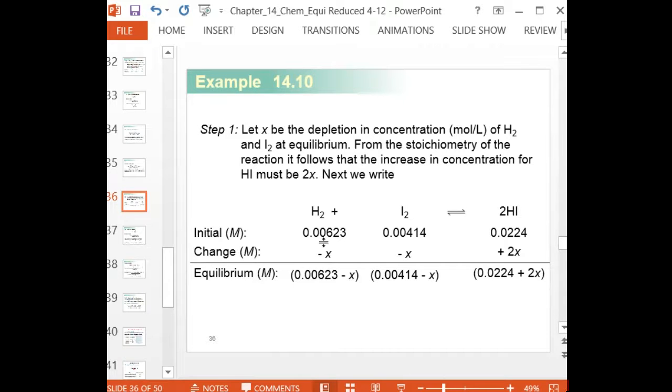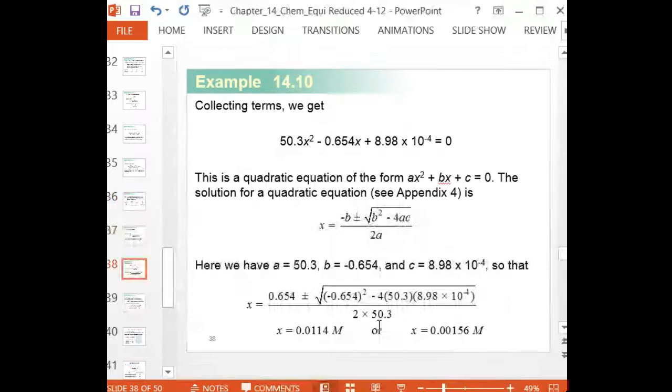So how is minus x possible from here? You have 0.00623, right? How will you get 0.0114 from it? Because this is already less, so only the second value is possible. This one, 0.00156, is the only value that can be reduced from there, because the other value is still greater than that, so it is not possible.